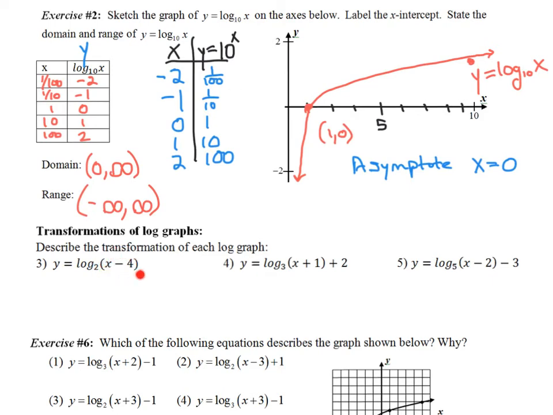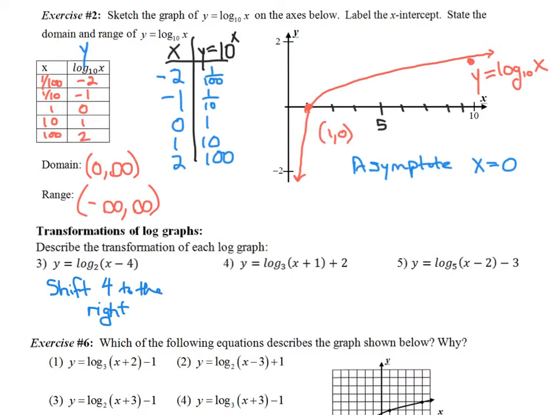Now you'll recall from the last few lessons that when we did exponential graphs, if the x had a subtraction with it, we had to think of the opposite direction. So in this case, log to the base 2 of (x minus 4) really means that we are going to take this graph and shift it 4 units to the right. And again, we're looking at the x value and we see that the x is being adjusted.